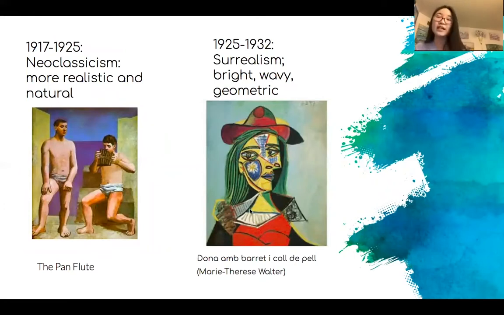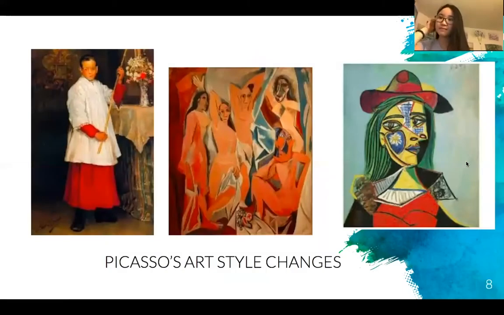Next was the neoclassicism period, which moved back to realism and more natural works. Moving on was surrealism, which was something he helped form, which was bright, wavy, and geometric. So as you can see, his art styles have definitely changed over time as he made his artworks. It went from more realistic to surrealism.